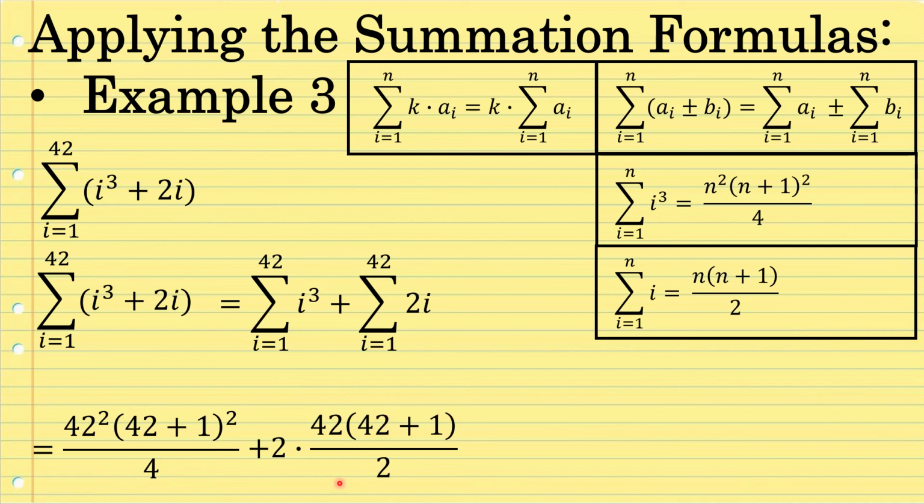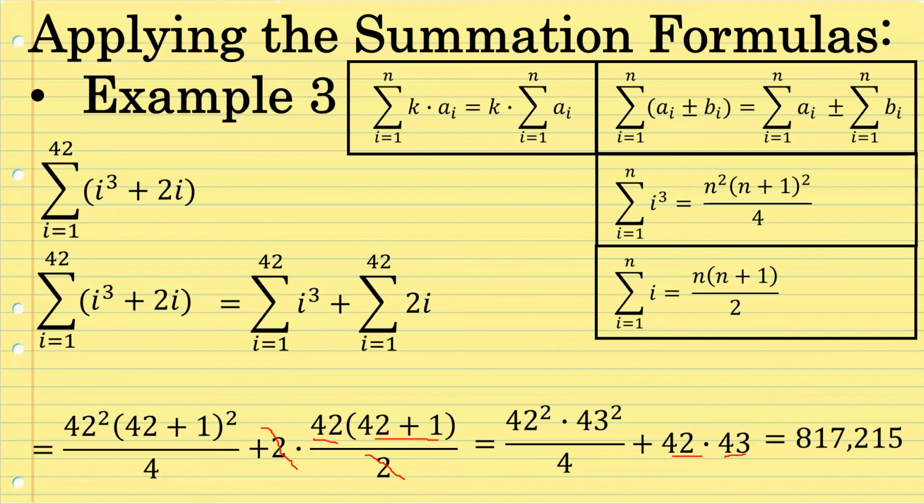And now this becomes an arithmetic exercise. I will take 42 squared times 42 plus 1, which is 43 squared, all divided by 4. One way to approach the next step would be to realize I could actually cancel out the 2 in front of the fraction and the denominator. And then this second term can be evaluated by simply multiplying 42 times 42 plus 1, 43. 42 times 43. Doing this arithmetic, the result is 817,215.